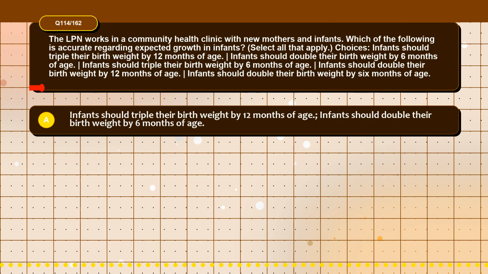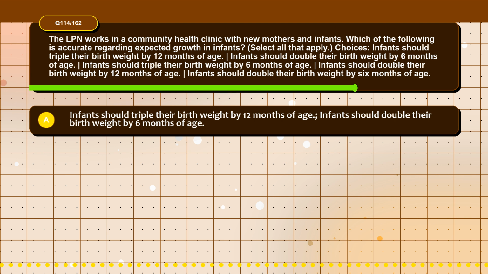Question 114. The LPN works in a community health clinic with new mothers and infants. Which of the following is accurate regarding expected growth in infants? Select all that apply. Choices: Infants should triple their birth weight by 12 months of age. Infants should double their birth weight by 6 months of age. Infants should triple their birth weight by 6 months of age. Infants should double their birth weight by 12 months of age.